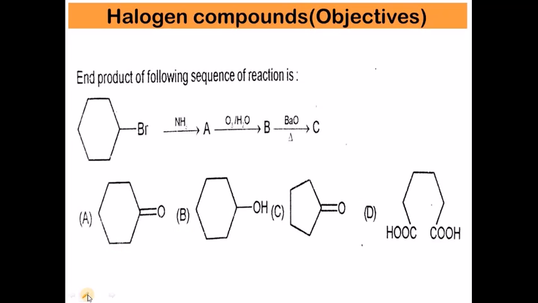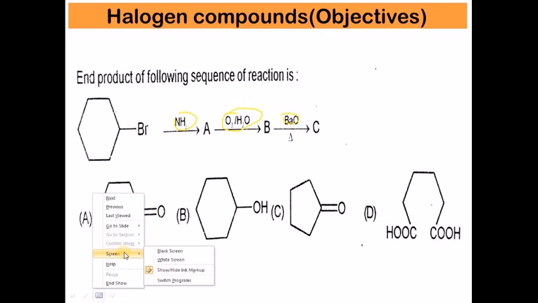Let us see. They have given one halogen compound here, a ring with bromine. Over that, they have given NH3. This is followed by ozonolysis, after that BaO, then after heating, the final product. So they are asking us to find the end product of the reaction. How do we find this end product?